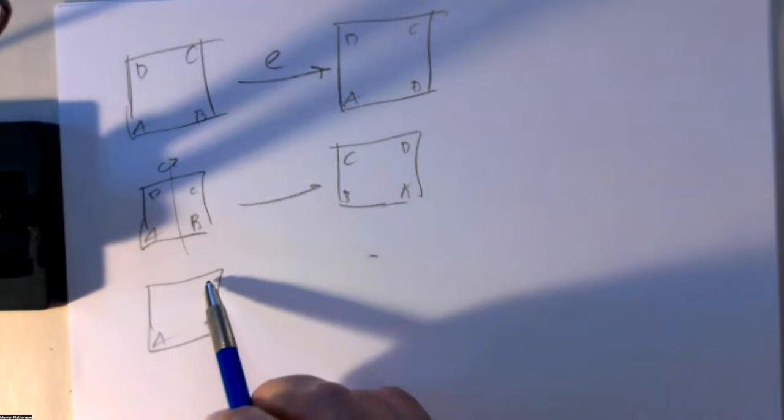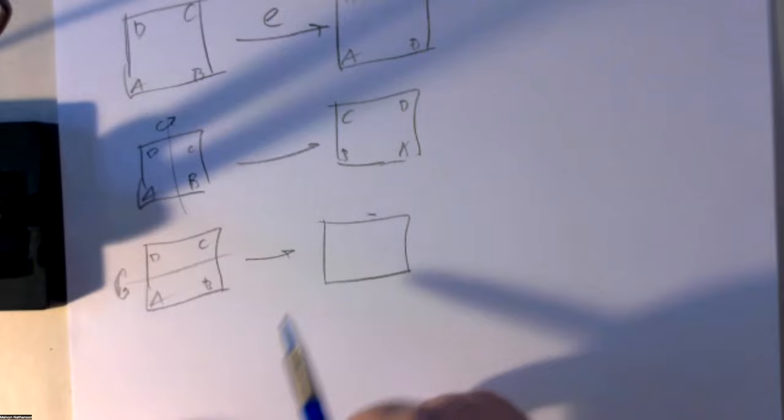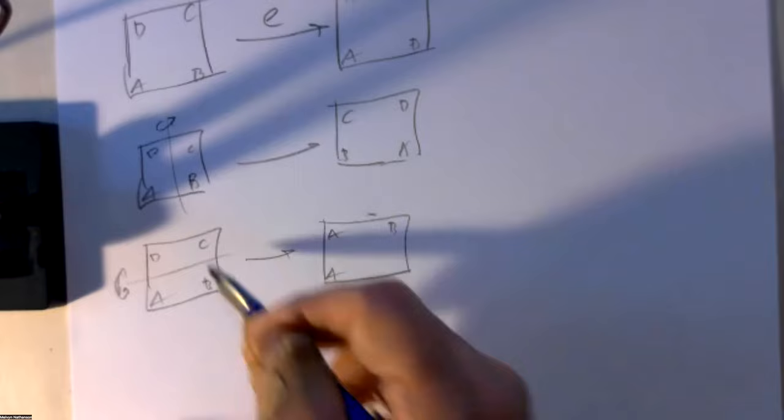I could have rotation through this horizontal axis. So the top goes to the bottom and the bottom goes to the top. The bottom AB goes to the top. The top DC goes to the bottom.